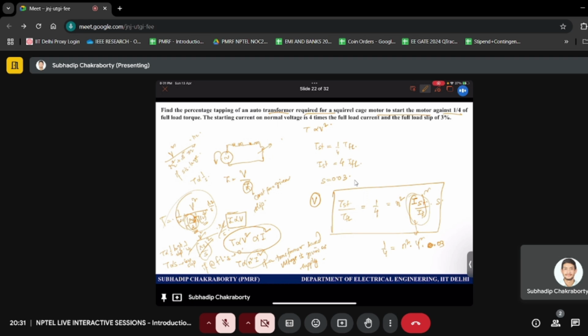So how much is it coming in value? 1 divided by 4 into 0.03 into 16, and I take the root of it. So n is coming as 0.72 or 72% tapping, right? So I hope you understood what the problem is.